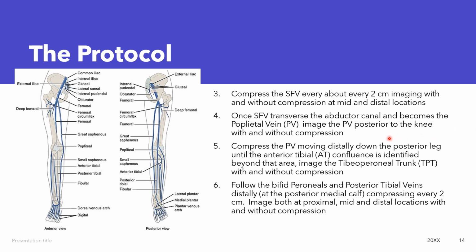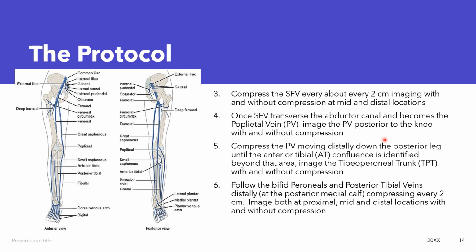So once the superficial femoral vein dives through that adductor canal and becomes very hard to scan, move to the back of the leg, and really it's at that point that it becomes the popliteal. The popliteal is pretty superficial, and you are going to want to then compress the popliteal every 2 to 3 centimeters and take one representative image with no compression and with compression of the popliteal as you work your way through the back of the knee.